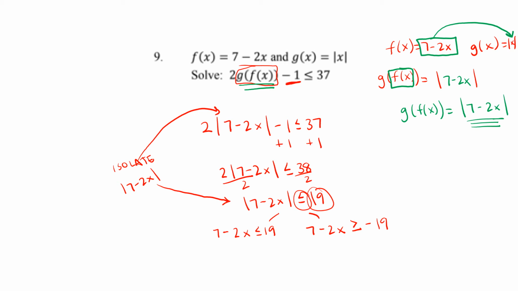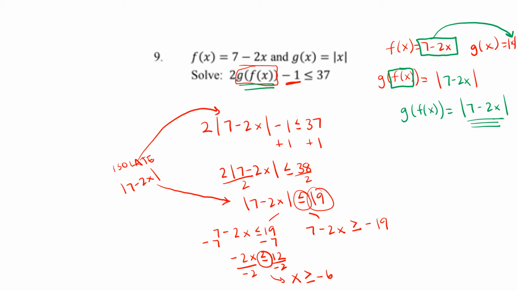So just start on the left. We start by moving this 7 that's out in front. To move that positive 7, we subtract 7. So we end up with negative 2x less than or equal to 19 minus 7 is 12. Divide by negative 2, and we end up with x, 12 divided by negative 2 is negative 6. And because we just divided by a negative, that less than or equal to flips to a greater than or equal to. So just make sure to flip that sign anytime you multiply or divide by a negative.